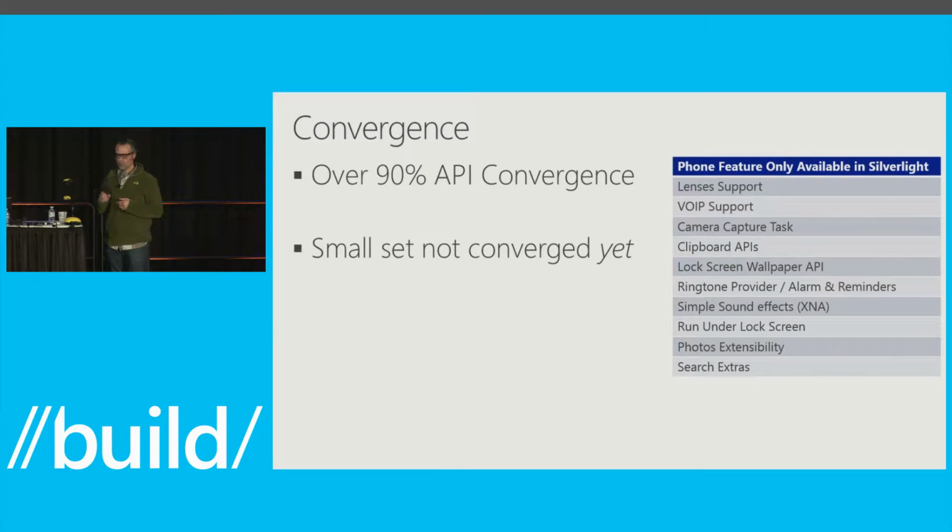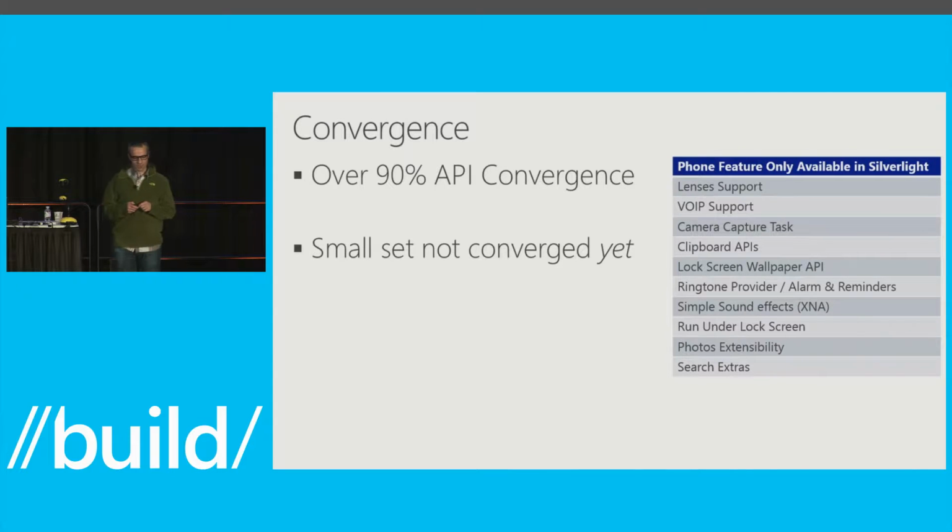The first two, lenses and VoIP support. If you have a VoIP app, there's not very many. There's some very key important VoIP apps, but you can only be a VoIP app if you're a Silverlight app. Again, that could be Silverlight 8.0 or the new Silverlight 8.1. Same with lenses. A lenses app allows your app to be launched from the camera app. You can pick lenses and your app gets listed there. You need to be a Silverlight app to participate in that.